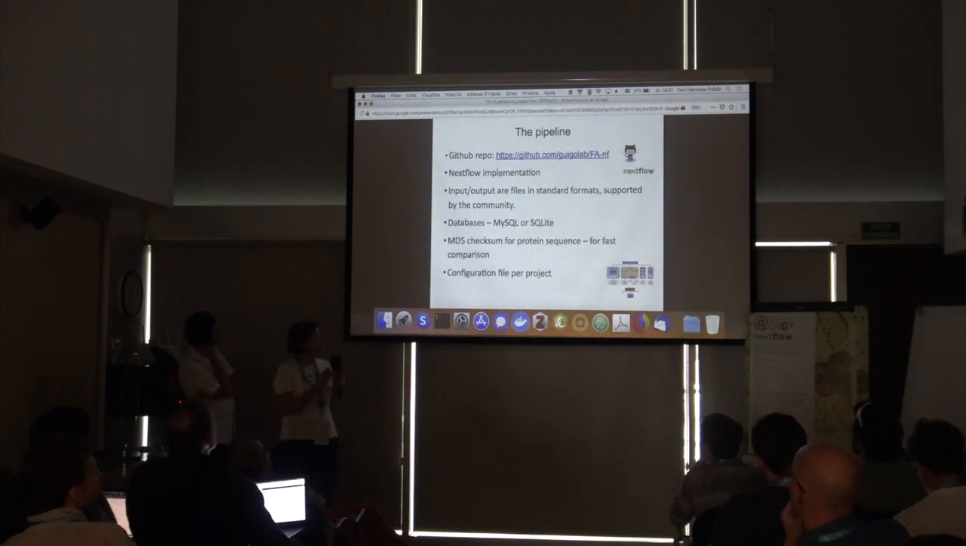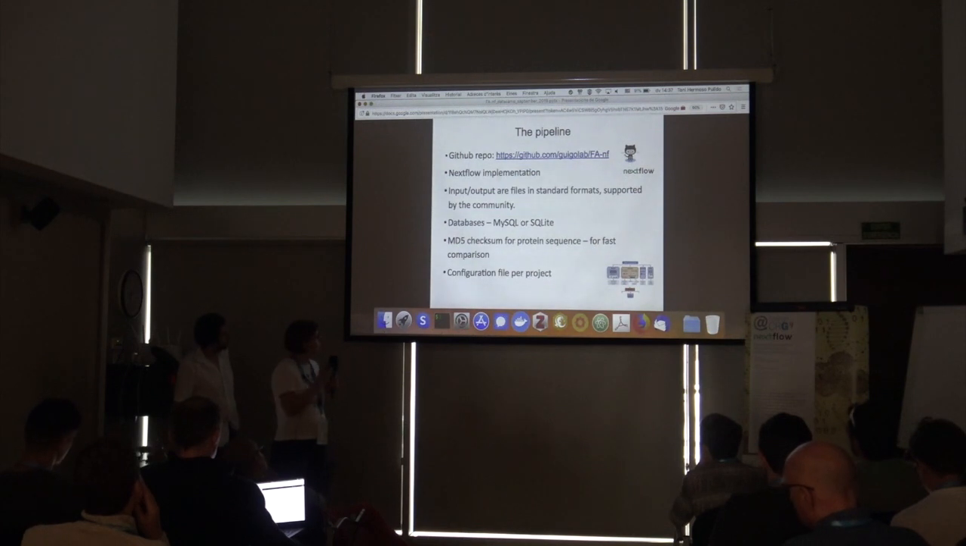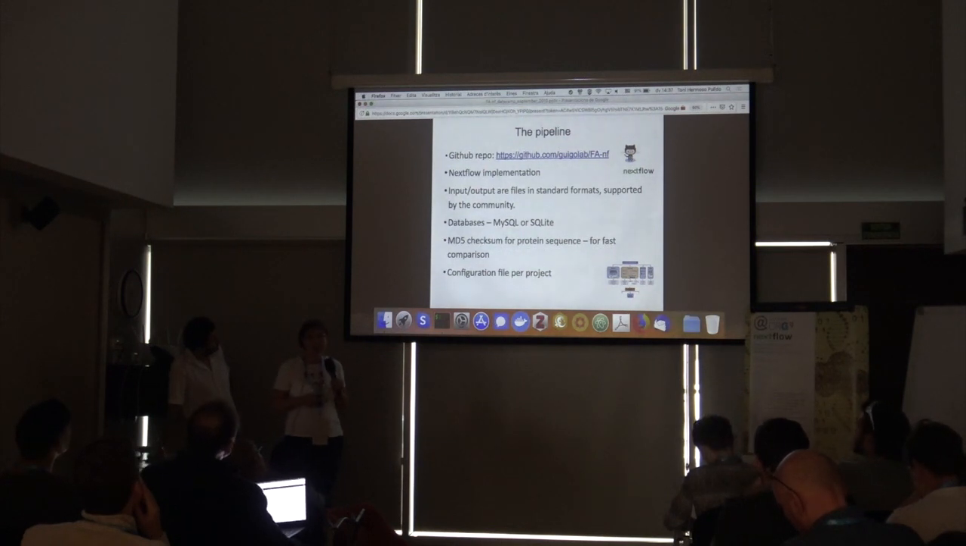So, the current version of the pipeline is on GitHub, so everyone can have it. Now we do support MySQL, and as I mentioned, we needed a pipeline where you need to rerun proteins, and we needed a very fast tool to compare proteins. Actually, we use a very simple solution. We use the MD5 tool. Maybe it's not the best one, but it was definitely the fastest one when you're talking about fast comparison of 20,000 proteins.